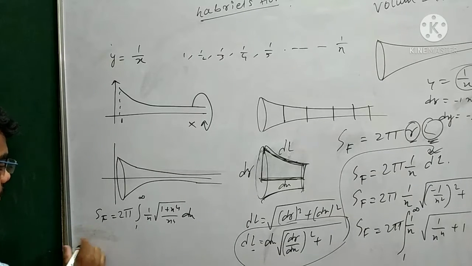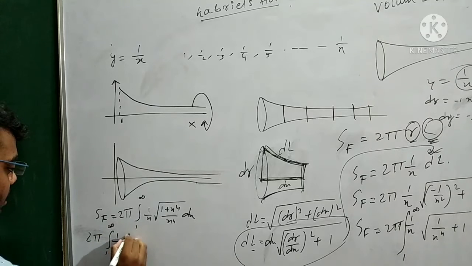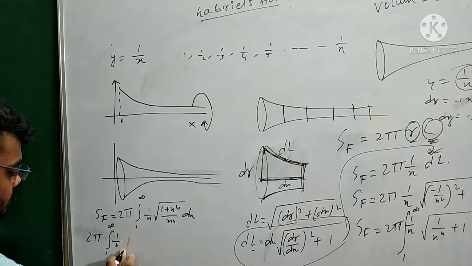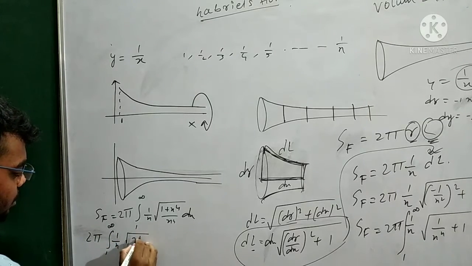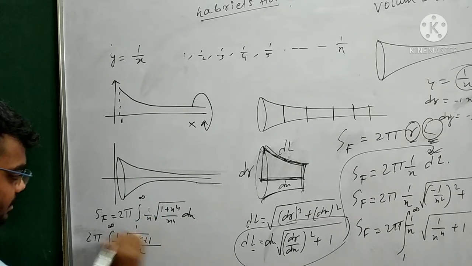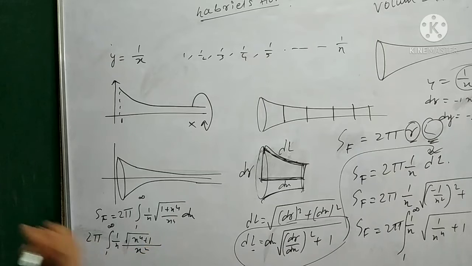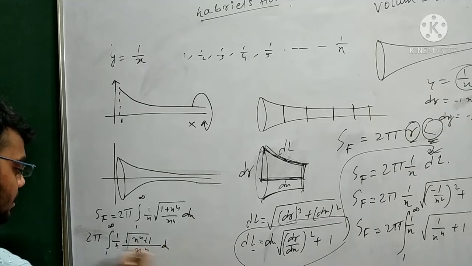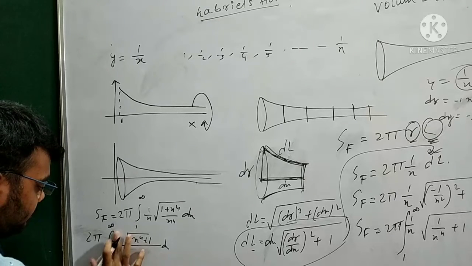Now see, 2 pi integral 1 to infinity of 1 upon x times root under x to the power 4 plus 1, and root and power cancel, it will be x square, isn't it? Yes, dx, and the whole term will multiply here, so it will be x cube.